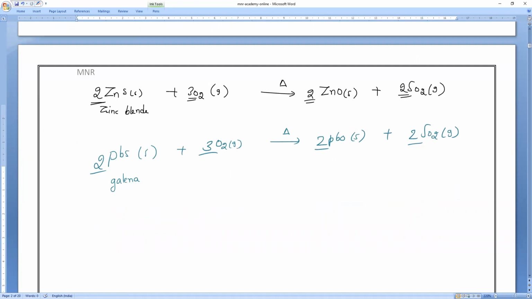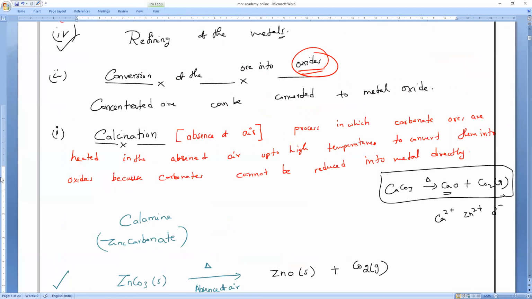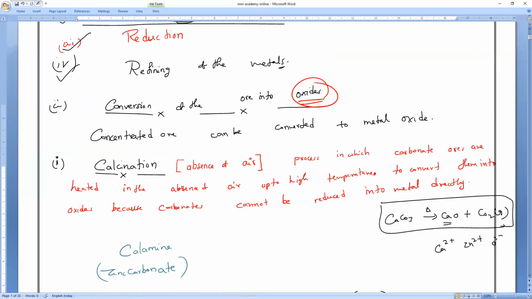Okay. So this is the second step in the extraction of metals. What is the first step? Concentration of the ore, or enrichment of ore. Second step, what? We have to convert the concentrated ore into oxides. So step number 2.